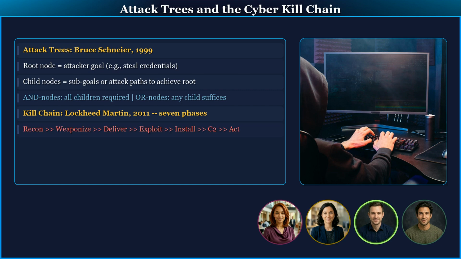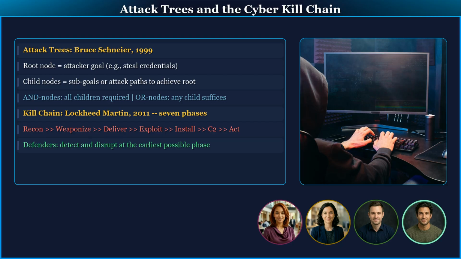Here is the defender insight from the kill chain model. The later in the chain you detect an attacker, the more damage they have already done and the more expensive remediation becomes. Catching at reconnaissance costs almost nothing. Catching at actions on objectives means you are in incident response mode, with full breach disclosure. The defender strategy is simple: detect and disrupt at the earliest phase possible. This is why threat intelligence, email filtering, and network segmentation matter. They collapse the kill chain before exploitation even occurs.